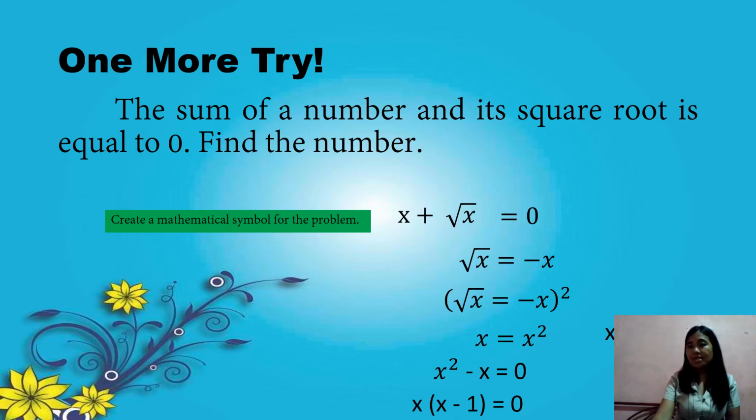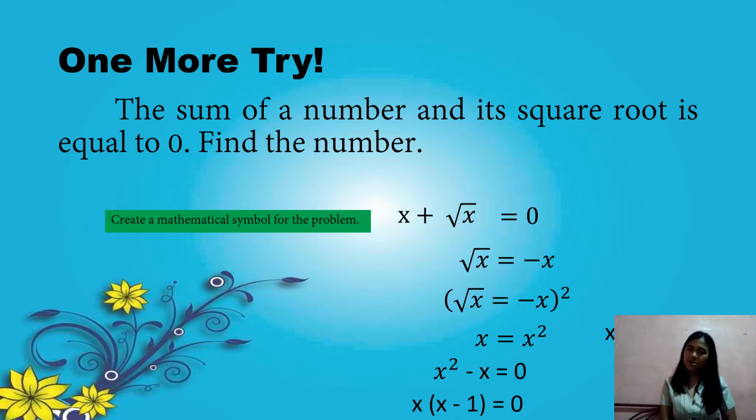Now, x equals 0 or 1 is not a sure answer to this problem. Why? Because of the presence of an extraneous root. We are not certain if one between 0 and 1 is an extraneous root, so you have to do some quick check. Okay, so let's do some quick check.